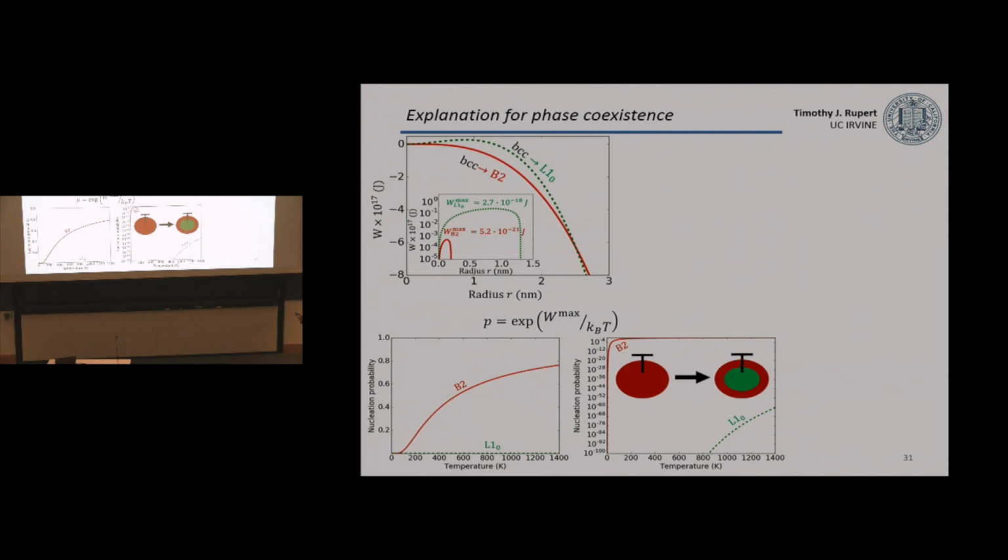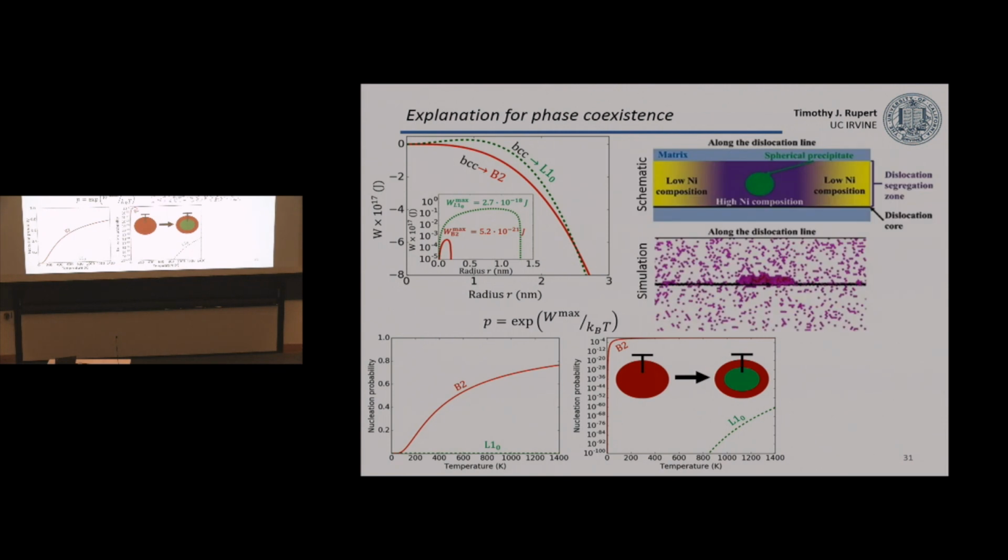So what is actually happening here is we first nucleate out this metastable phase. And when this metastable phase is there, we can then precipitate out this L10 phase. And then this thing can grow, and we can minimize our energy there.